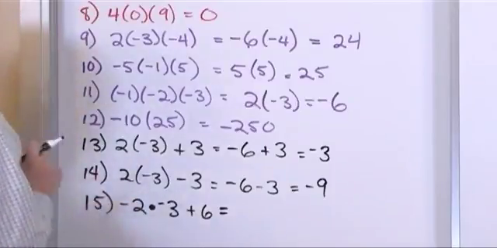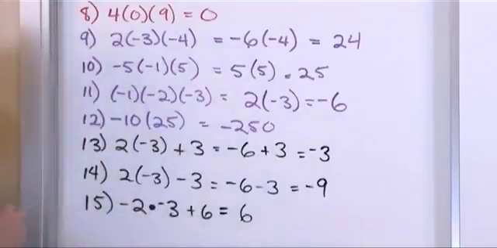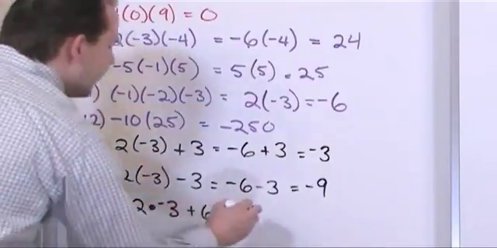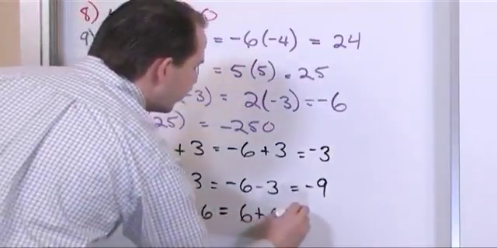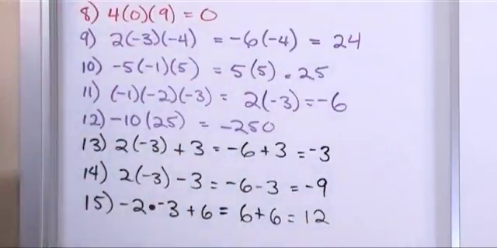So negative 2 times negative 3 is going to give us positive 6. We still have to add this 6. We haven't done that yet, and 6 plus 6 is 12. So we can add that in just like that.